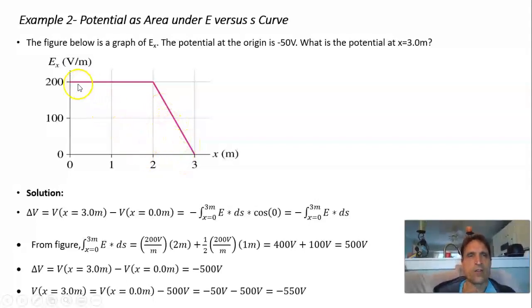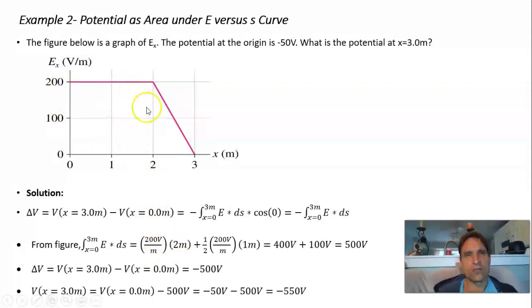Okay, the area of the square has a height of 200 volts per meter, and it has a base of 2 meters, and so this is equal to 400 volts is the area of this from 0 to 2. The area from 2 to 3 is a triangle, so 1/2 base times height. Height is 200 volts per meter, base is 1 meter, multiply by 1/2, and the area here is another 100 volts. And so what this says is that the potential difference between 0 and 3 meters is 500 volts.